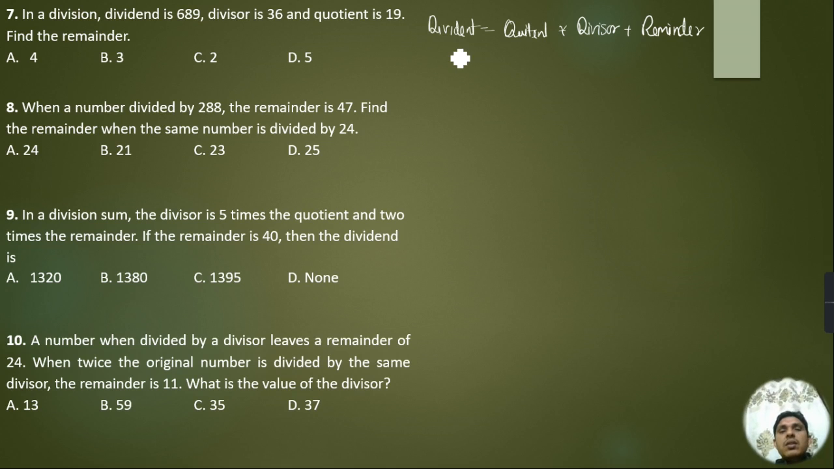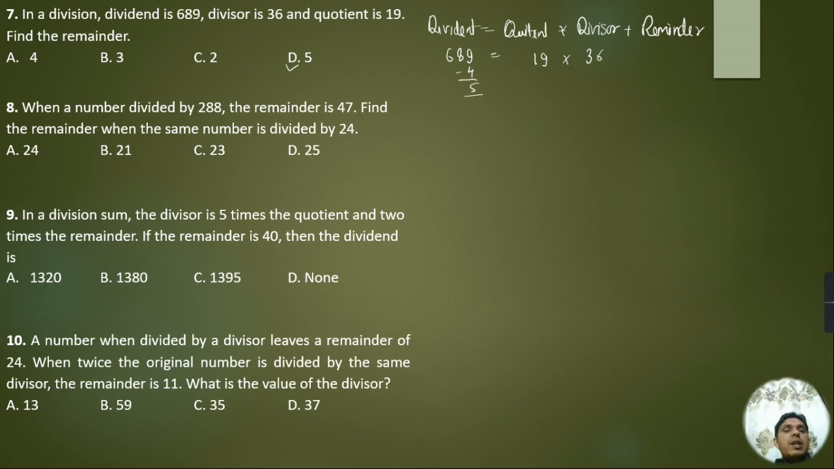So in the question, the dividend is 689, the divisor is 36, and the quotient is 19. And students, here we have to find the remainder. For this question, we don't need to multiply all of 19 and 36. We just multiply 9 and 6, and find the unit digit. The unit digit that we are getting is 4. That means whatever the product will be, the unit digit will be 4. And if we want to find the remainder, just subtract. So the answer of this question will be 5.